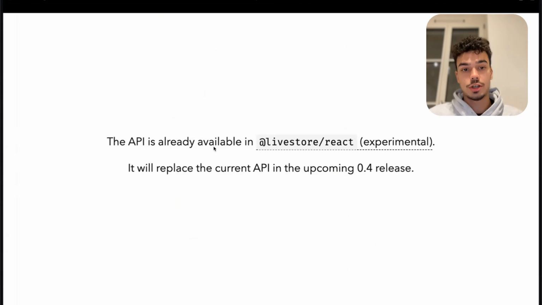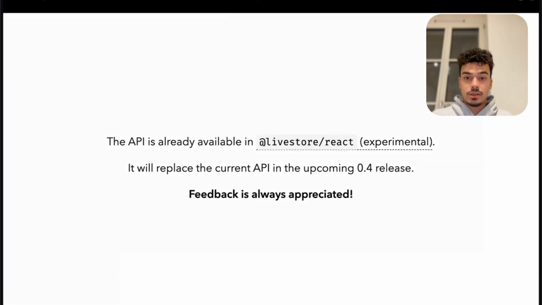So that's pretty much it. The API is already available currently on LiveStore React under an experimental path, but it will replace the current API in the upcoming 0.4 release. But feedback is always appreciated. If you have used it before, or if you're looking to use it and something is not clear that we could make more clear, please just reach out, send a message on Discord. We're always open to feedback.